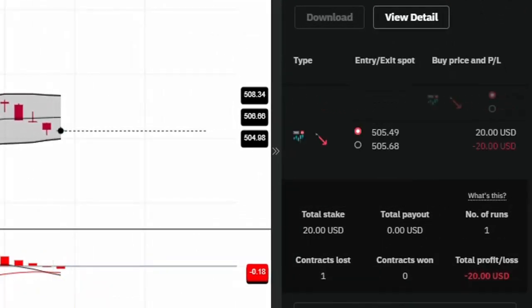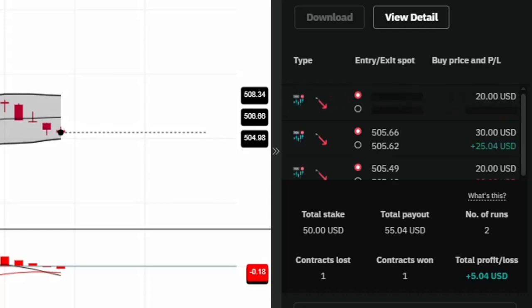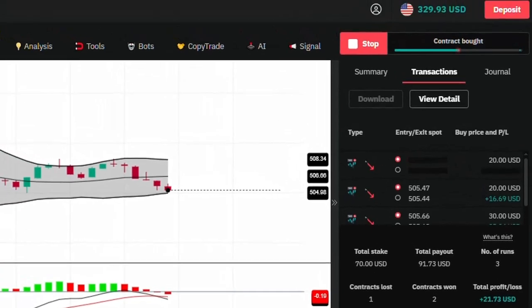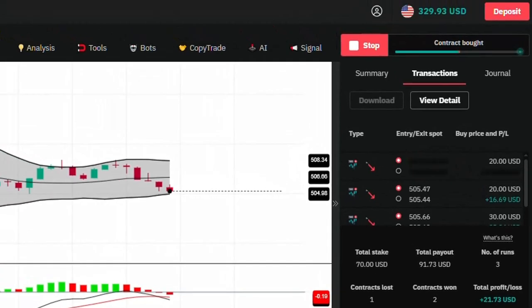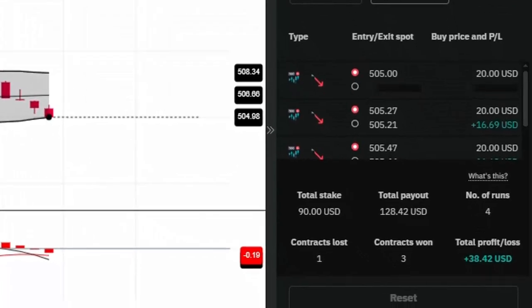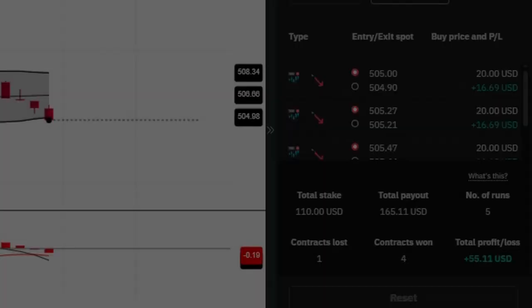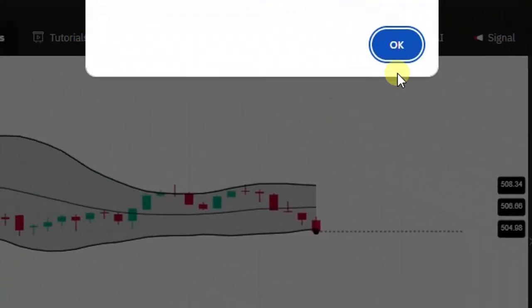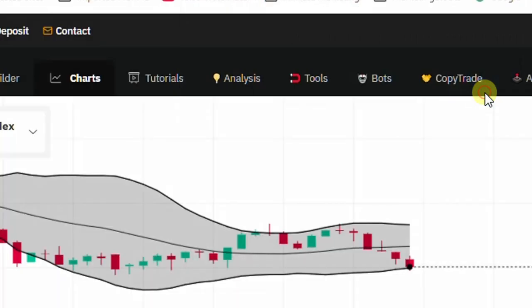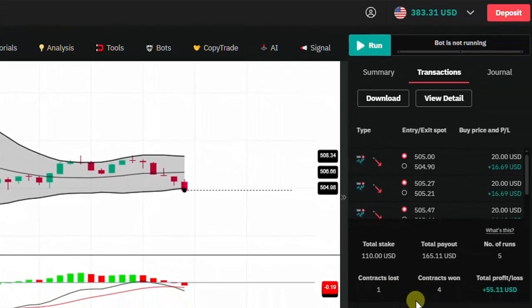Okay, so you can see the martingale level has reduced. After 20 it's taking 30, and you can see we have gotten some good trades there, and the market is falling. Okay, so you can see we've made $55. Okay guys, you've seen that.